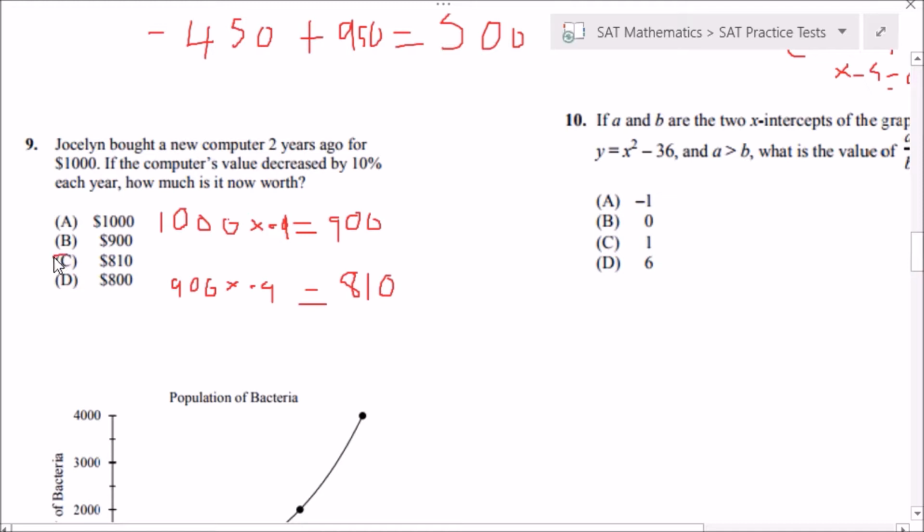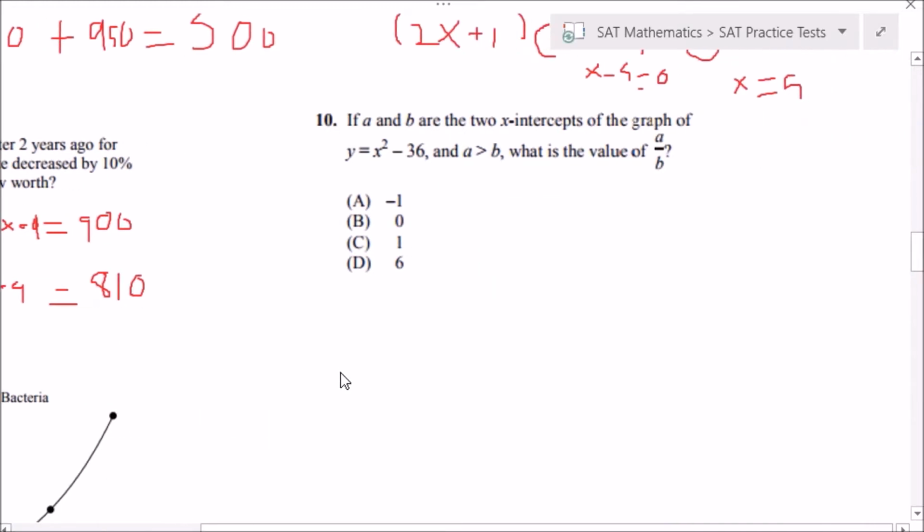Our answer. If A and B are the two x-intercepts of the graph of x squared minus 36 and A is greater than B, what is the value of A over B? Just know that x squared minus 36 is the same as x minus 6 times x plus 6. And that is equal to y.